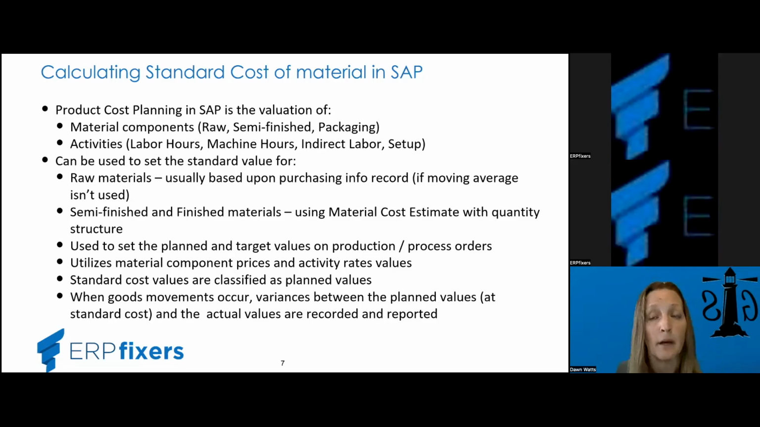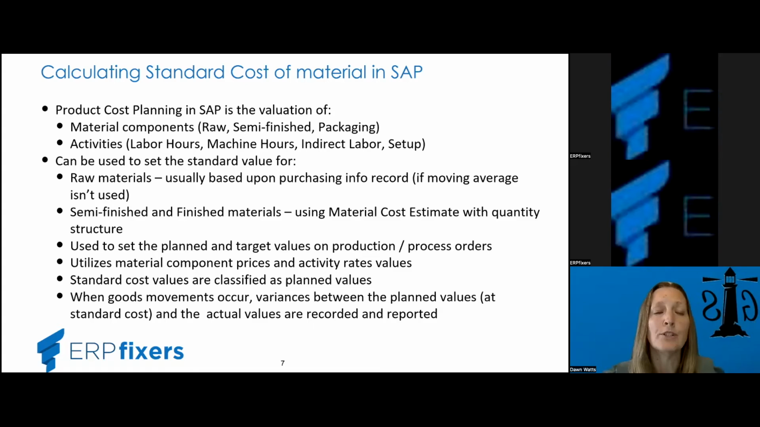There are some other methodologies as well, if you're not using moving average for your raw materials. And then for semi-finished and finished material, this is really where that standard costing functionality and program language is all coming together to roll up all those costs. So roll up the material component costs and then roll up the labor costs and the machine costs that go into adding value to rolling up your material.